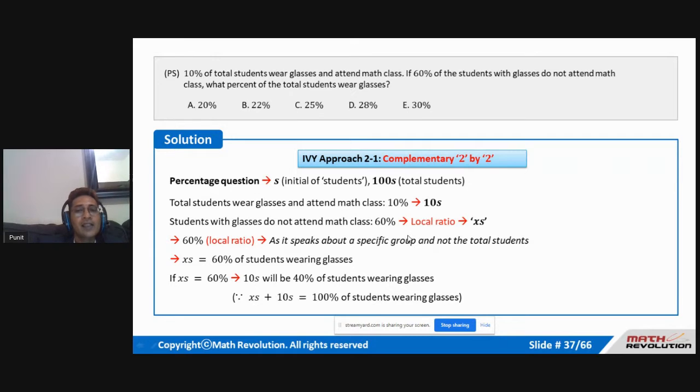So if those X's are 60%, 10S will automatically become 40%. Because read this: a student with glasses does not attend math class. A student wearing glasses and attending math class is at 10%. So this 60%, they do not attend math class, they are wearing glasses, are 60%. So the students who attend math class and wear glasses would be 40%. And this X plus 10 makes it 100%. Himanshu has already got the answer.